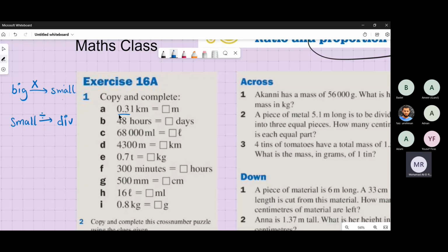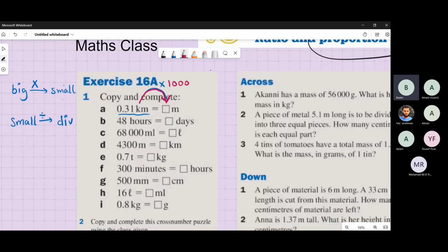So, Badr, tell me, 0.31 kilometer to meter, we will multiply by how much? 10 or 100 or 1000? 1 kilometer contains how many meters, Badr? 1 kilometer contains how many meters? 1000, because 1 kilometer contains 1000. So when you multiply this by 1000, Badr, tell me, what are you going to get?